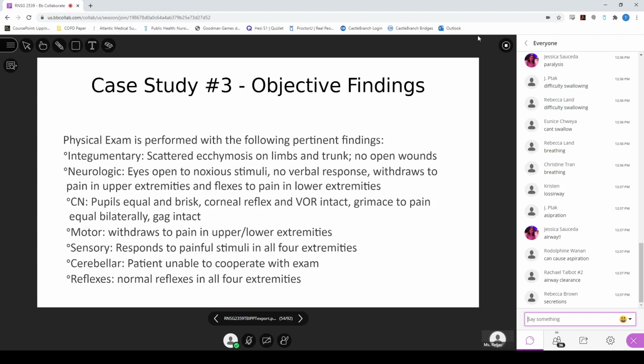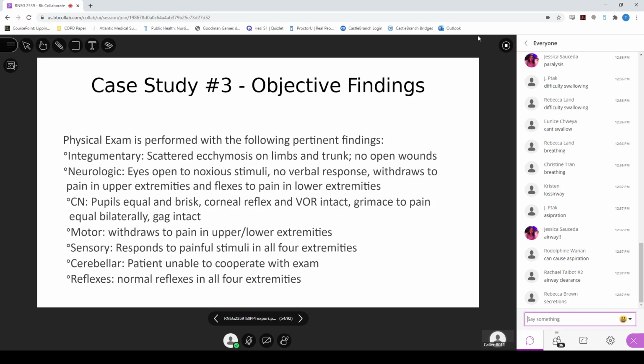She also has her skin. She has ecchymosis on limbs with no open wounds. Neurologically, her eyes are open to noxious stimuli. She has no verbal response and withdraws to pain in the upper extremities and flexes to pain in the lower extremities. Her pupils are brisk and equal, corneal reflex and VOR intact. Grimace to pain is equal bilaterally. Gag is intact also. Motor, she withdraws in upper and lower extremities. Sensory, she responds to painful stimuli in all 4 extremities. Cerebellum, she's unable to cooperate with the exam.